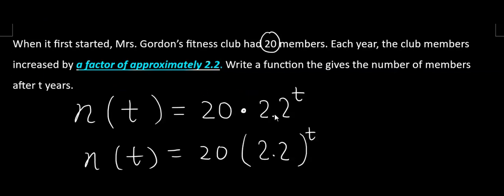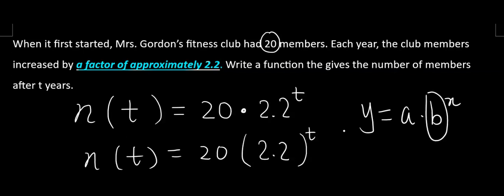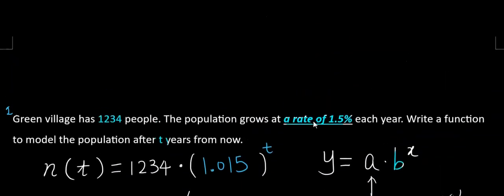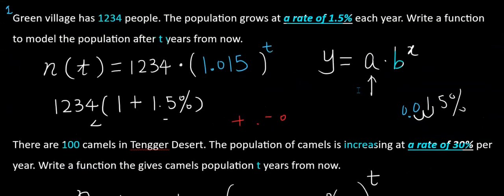Now, this short video teaches us to tell the difference between the factor and the rate. When we have the factor, we directly put the factor at this place. What place? I mean y equals a times b to the x power. If you have a factor, you directly substitute the factor for b. If you say words like increasing or decreasing at a rate of 30%, increasing or decreasing at a rate of 1.5%, you need to add the 1.